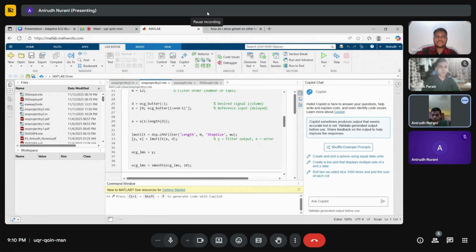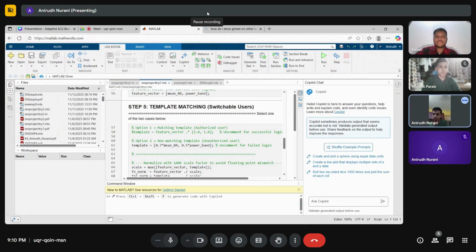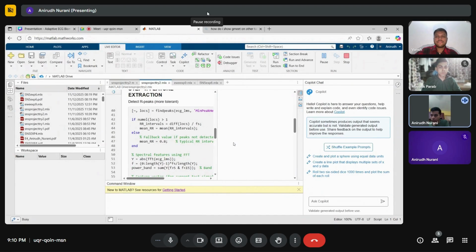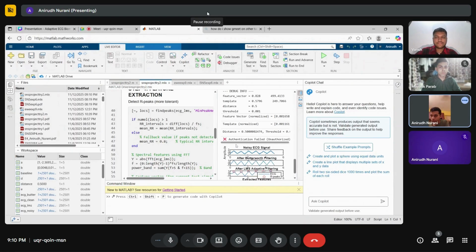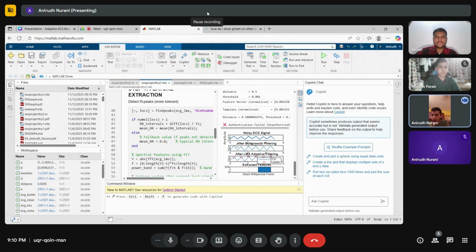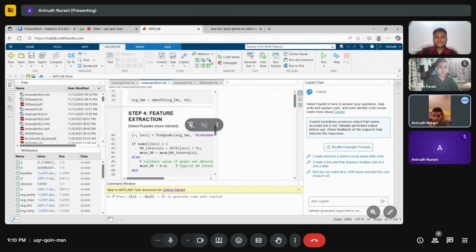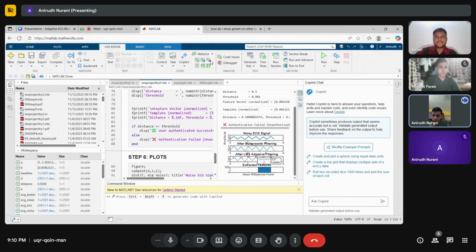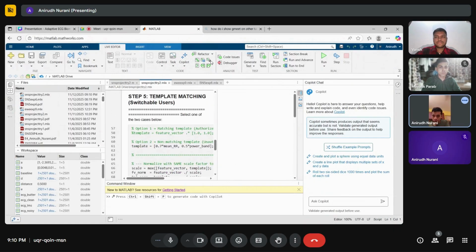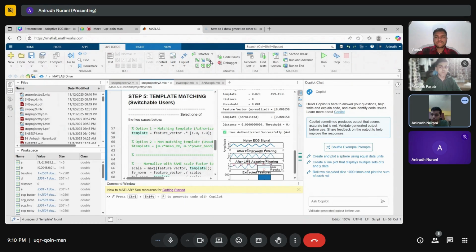So, when I run this code, since this is currently set to not match with the template, we observe that in the output it shows authentication failed. However, when we change it so that it matches, you will see that it says authentication successful. It says user authenticated successfully. So that's it for the code.